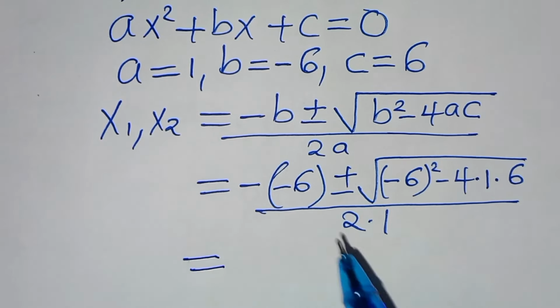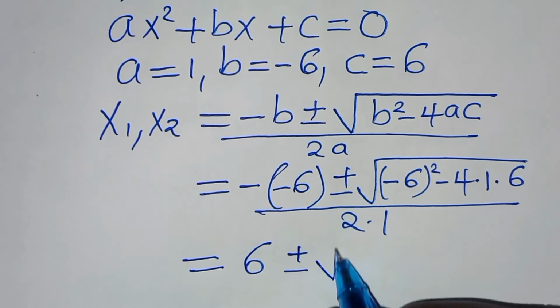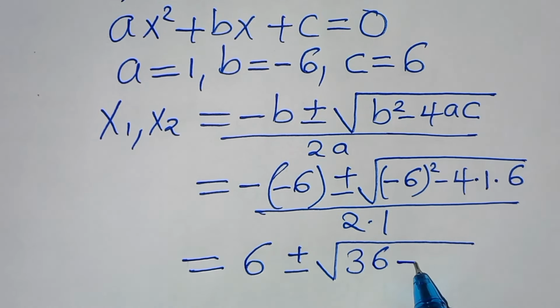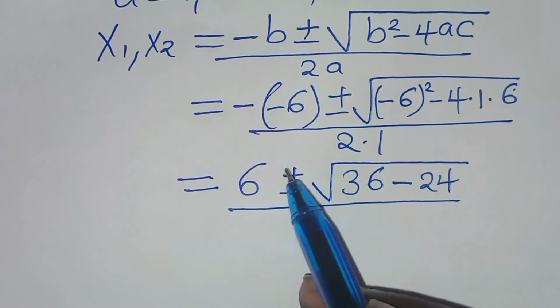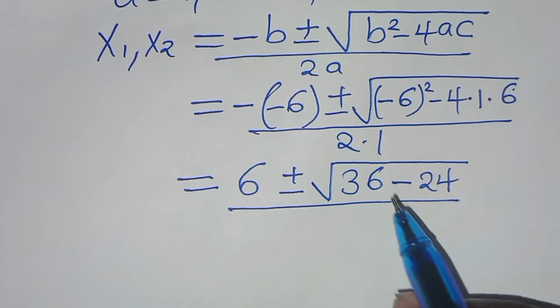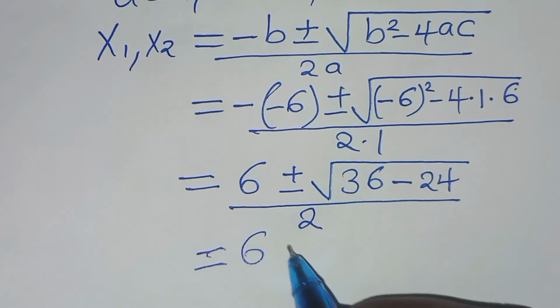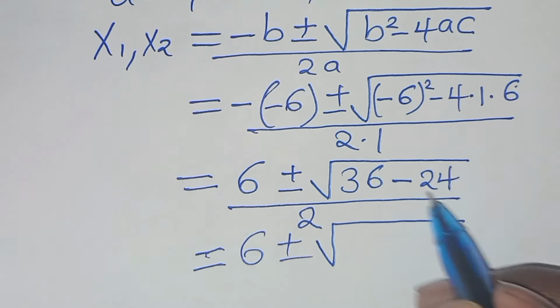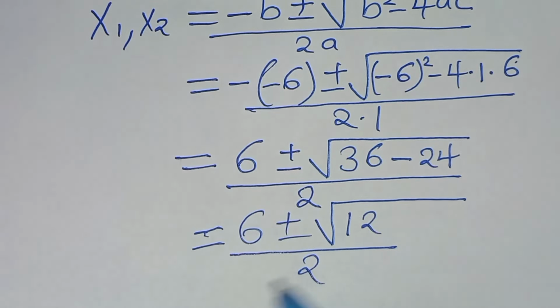So the next step from here, minus minus 6 is 6, plus or minus the square root of negative 6 squared, which is 36, minus 6 times 4, which is 24, divided by 2. So this is equal to 6 plus or minus the square root of 36 minus 24, which is 12, all divided by 2. So here this implies that we have 6 plus or minus.